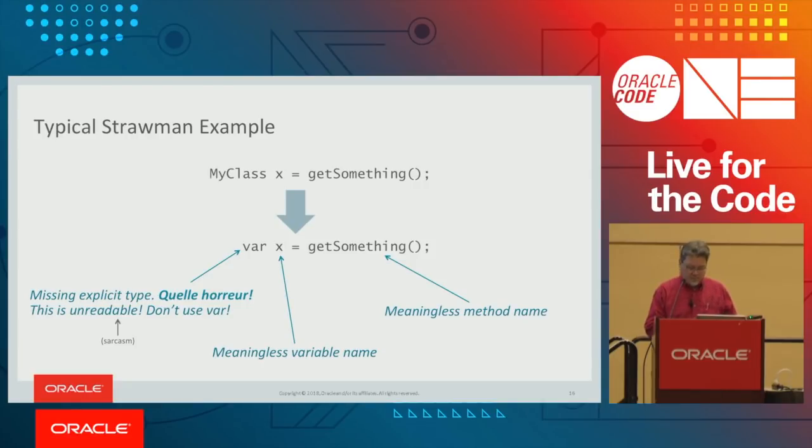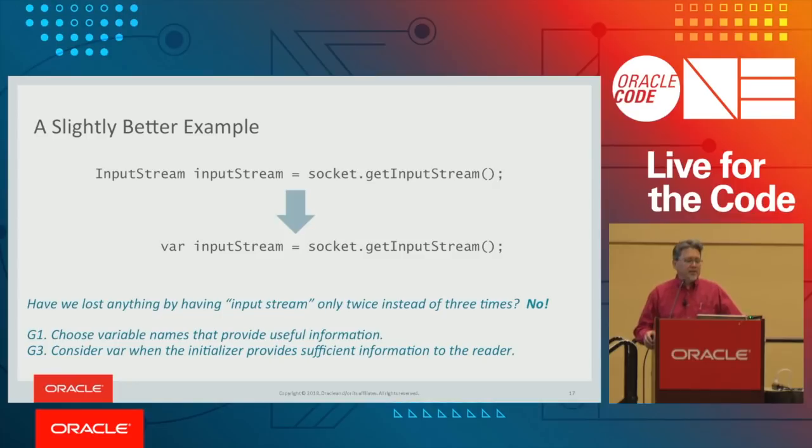So let's use a slightly more realistic example here. Input stream equals socket.get input stream. Okay, how many of you have written that code? Right? Yeah, everybody, right? Okay, var input stream equals socket.get input stream. All right, now, in the first line we said input stream 3 times. Have we lost anything by reducing that to 2 times? No. Okay, so here we can see the guidelines start to come into play. The first guideline is choose variable names that provide useful information. Well, we know that it's an input stream, so okay, that's good. Consider var when the initializer provides sufficient information to the reader. Okay.